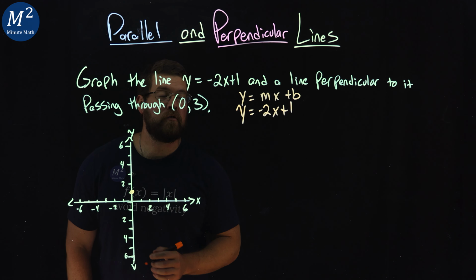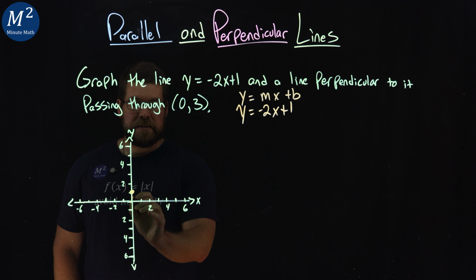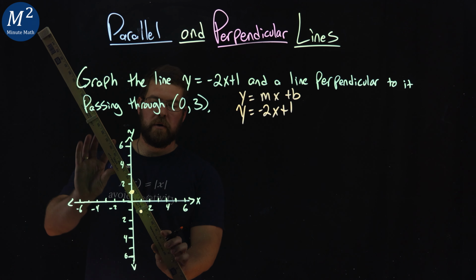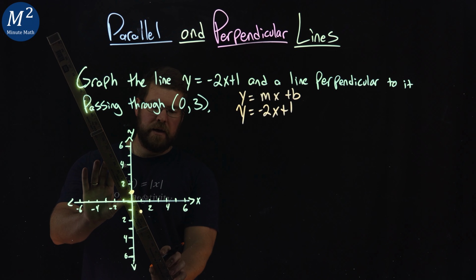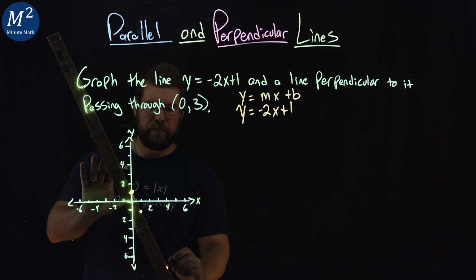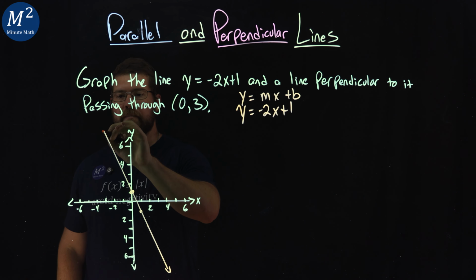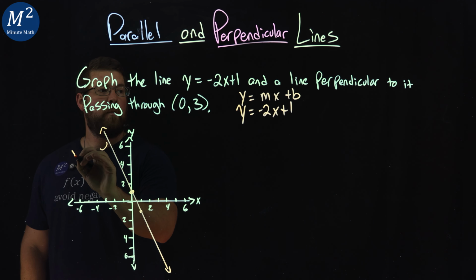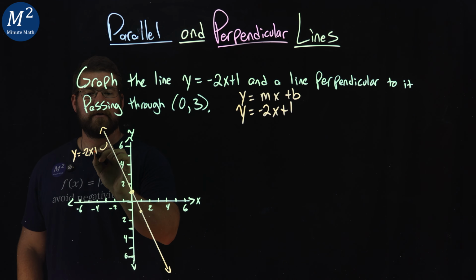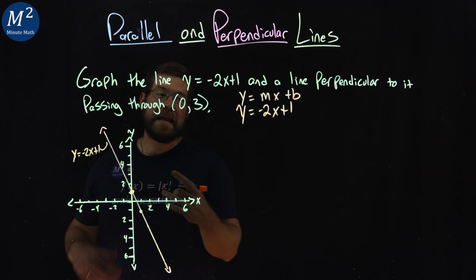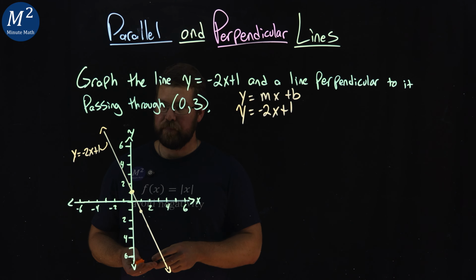Then they tell us our slope is negative 2. That means we're going down 2 units over 1 unit right there. 2 points make a line, and we can connect these dots here. And we have our first line. That is our y equals negative 2x plus 1. All right. We now need to graph our second line.